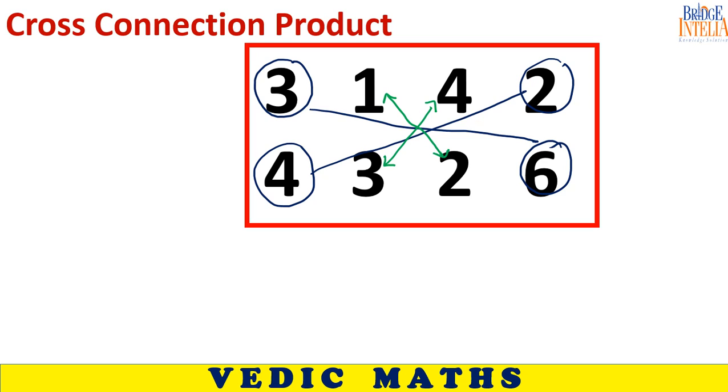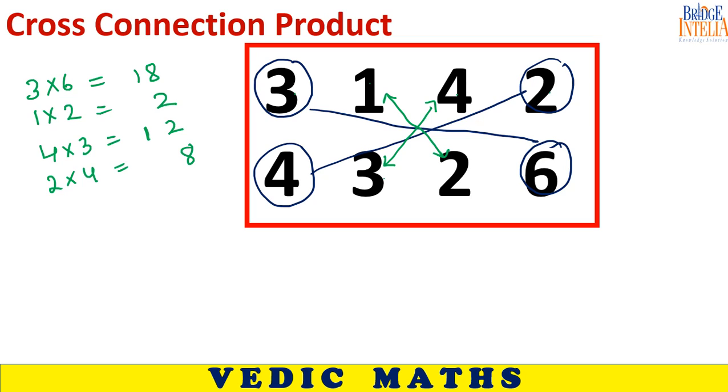So cross connection product. 3 is connected with 6. So 3 6s are 18. 1 is connected with 2. So 1 2s are 2. Again 4 is connected with 3. So 4 3s are 12. Finally 2 is connected with 4. So 2 4s are 8. So 18 plus 2, 20, 20 plus 20, 40. So this cross connection product comes out to be equal to 40.